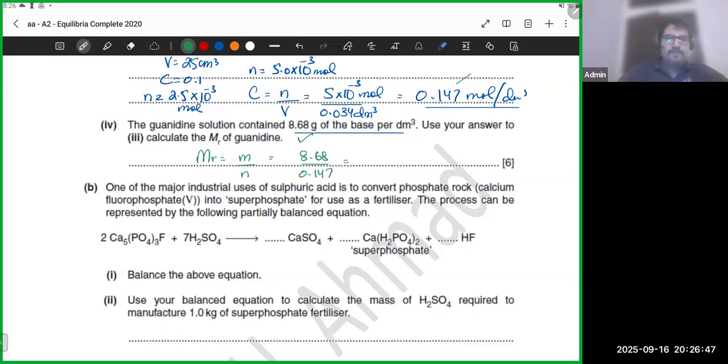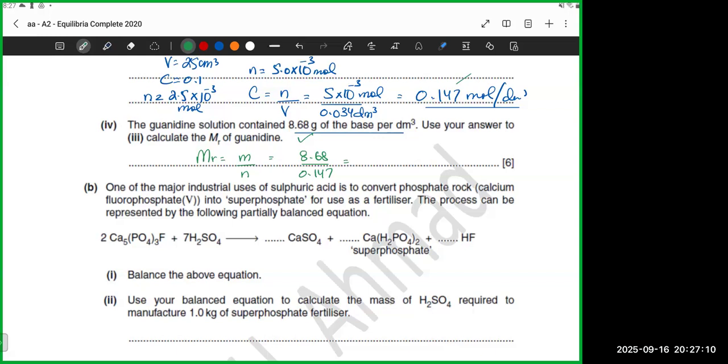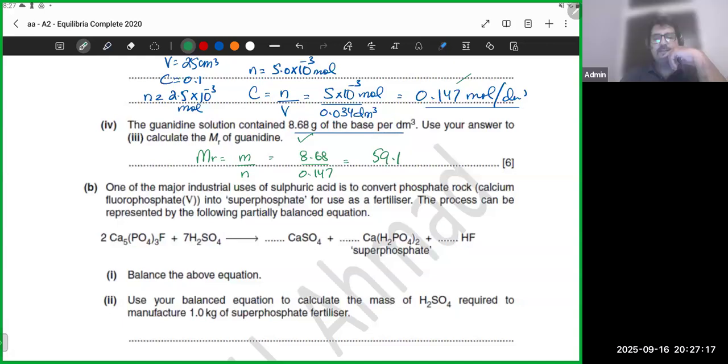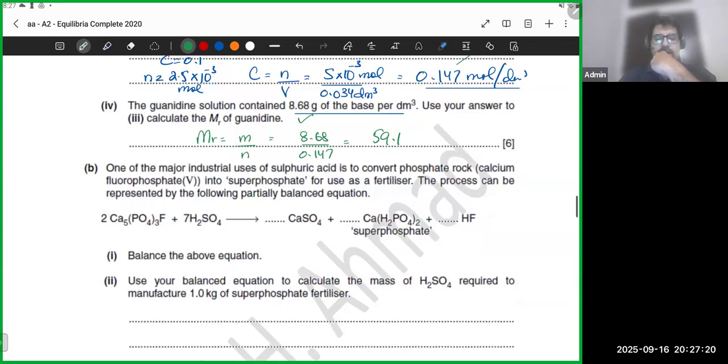Which is what? What is the answer? 59.05. Let's make it 59.1 to the same number of significant figures. So that's what our answer is.